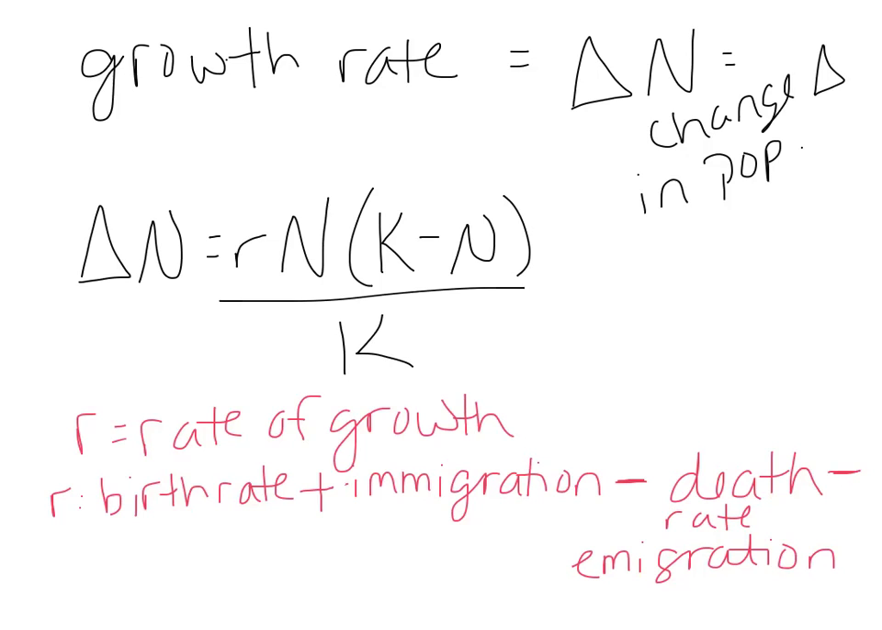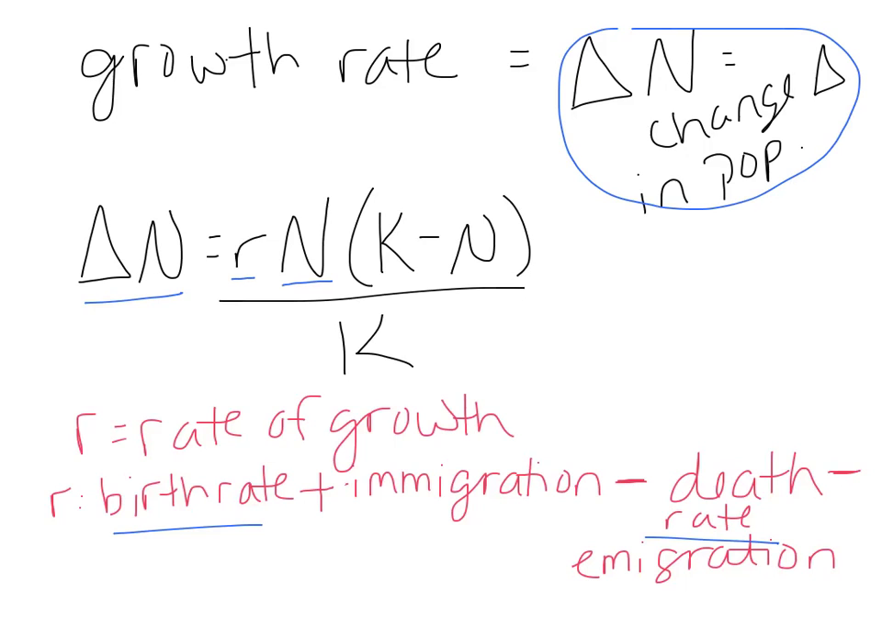Usually you really only are factoring in birth rate and death rate. Okay, but if your problem or your scenario talks about immigration and emigration, you need to remember to factor them in. Okay, so your rate of growth again is just your change in the growth of the population. So you're taking into account birth rate, death rate, immigration, and emigration. Okay, so we've already talked about our change in N. Okay, so that's our change in our population. And that's what we're usually trying to figure out. Okay, our rate of growth is our R.